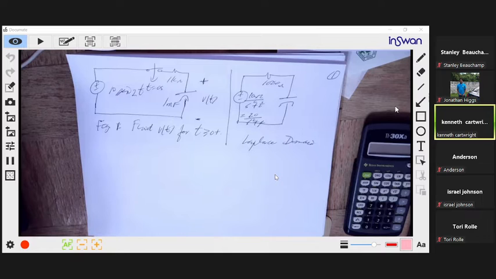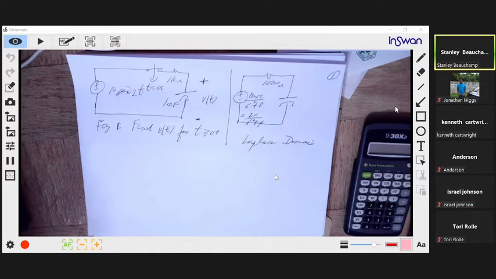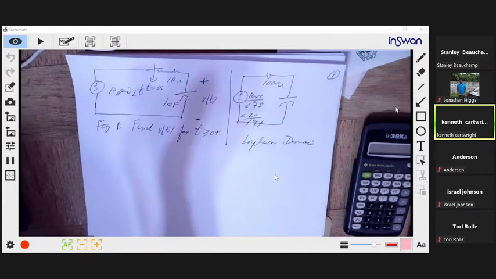Look in your notes, folks. This is a light, lazy class. Look in your notes from Friday. I told you what the capacitor becomes. And then you said it becomes R2. No, that was another example. It does not become R2. There's no R2 in this circuit.